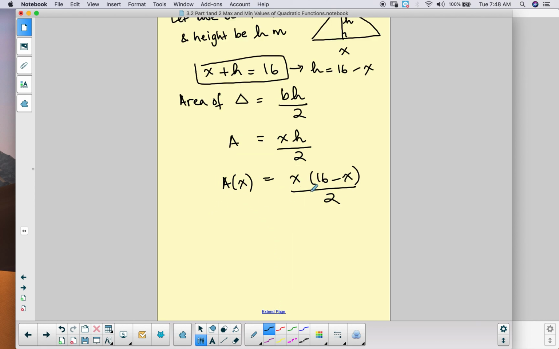And we can rewrite this in factored form because it is kind of in factored form. So A of x equals 1/2 times x minus 0, and this is 16 minus x. We can take out the negative, so take out a negative and write x minus 16. So we rearrange this to write it in factored form. And we can see now that the roots are 0 and 16.